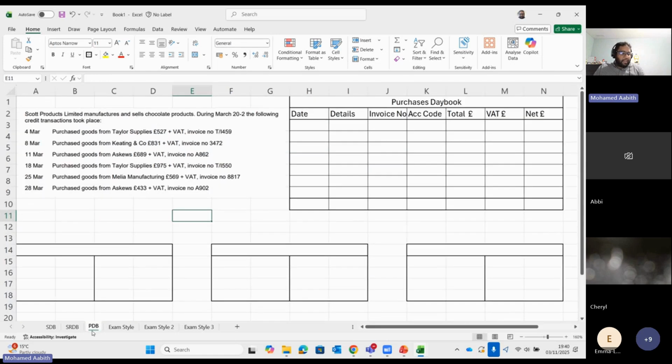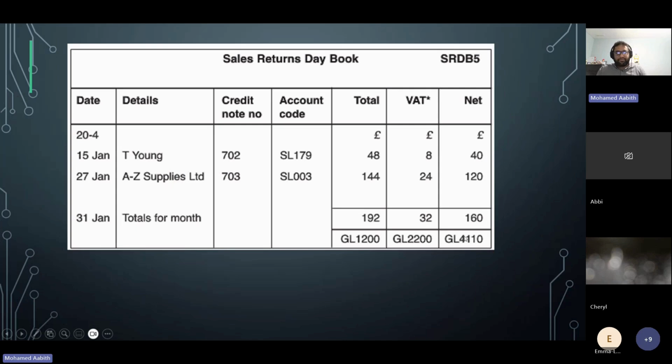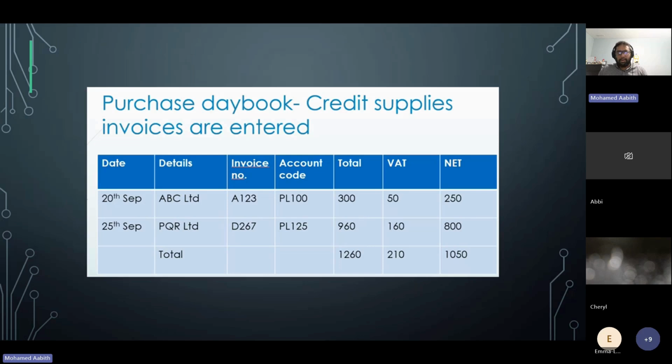So similarly, we have the purchases. What is the next daybook in our agenda? It is this one. So here, the next daybook is going to be the purchase daybook, where your credit supply invoices are entered. Can you notice here in this scenario, the invoice numbers are not sequential. They are different because they come from different suppliers.